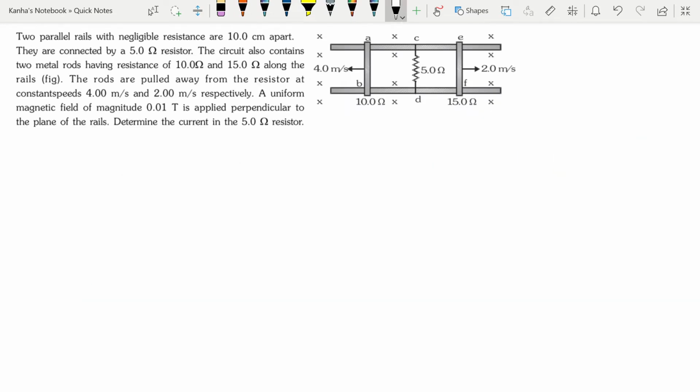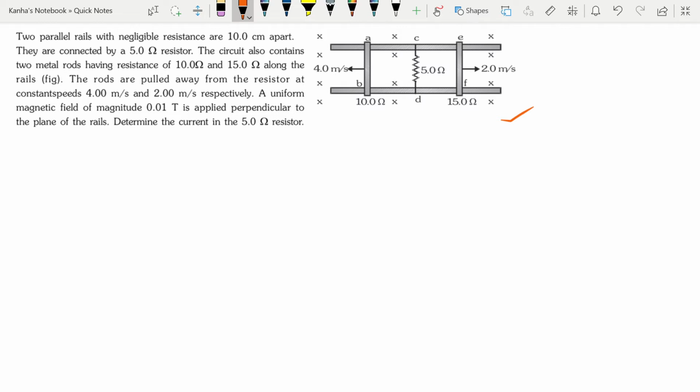Let us look at a question to clarify the concepts that we've been reading about. Two parallel rails with negligible resistance are 10 centimeter apart. They are connected by a 5 ohm resistor. The circuit also contains two metal rods having resistances of 10 ohm and 15 ohm respectively, as shown in this figure. The rods are pulled from the resistor at constant speeds of 4 meter per second and 2 meter per second respectively. A uniform magnetic field of magnitude 0.01 Tesla is applied perpendicular to the plane of the rails. Determine the current in the 5 ohm resistor.